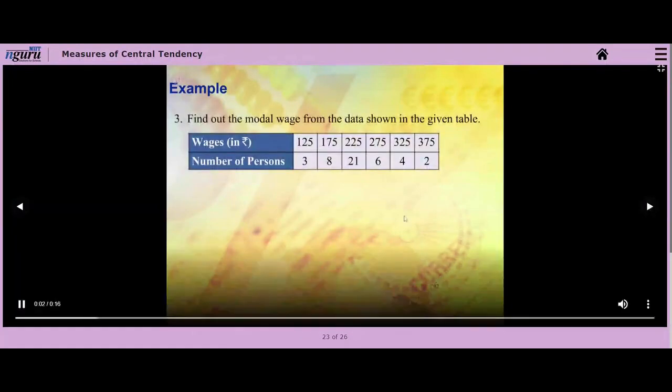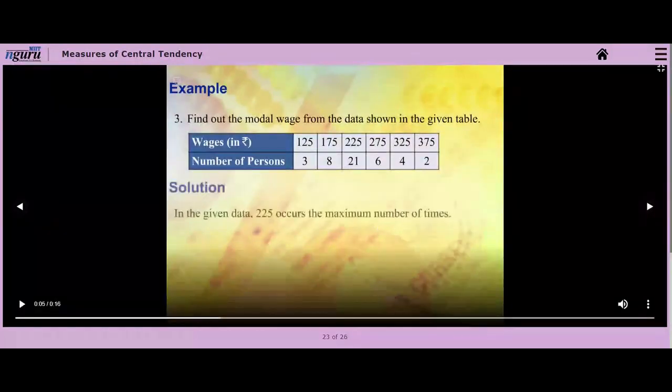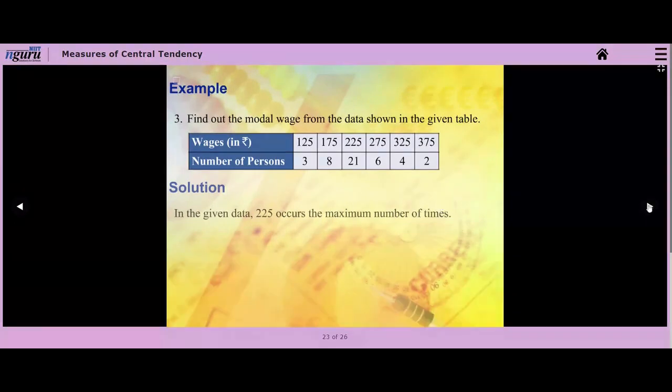Find out the modal wage from the data shown in the given table. What is the modal data? Which is the highest frequency? 225, ma'am. Yeah, the mode is 225 because that has the highest frequency.